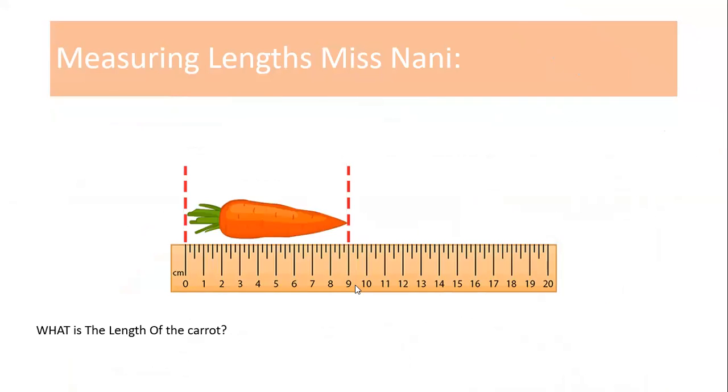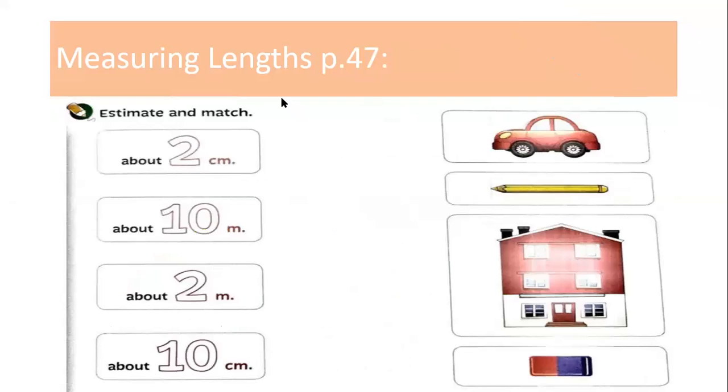This is a carrot. From the beginning point, it is 0. It must be 0. The end point is 9. So what is the length of the carrot? It is 9 centimeters.